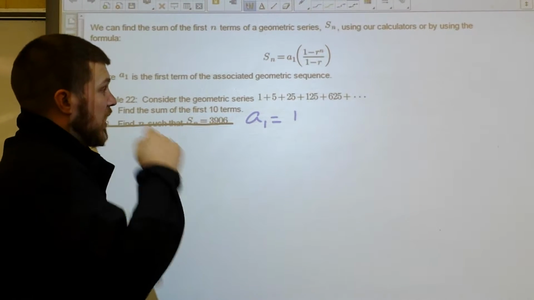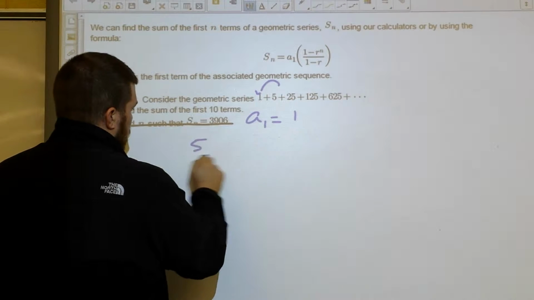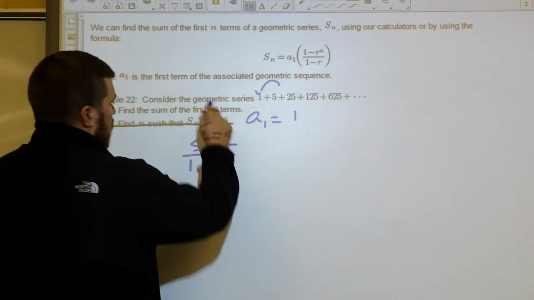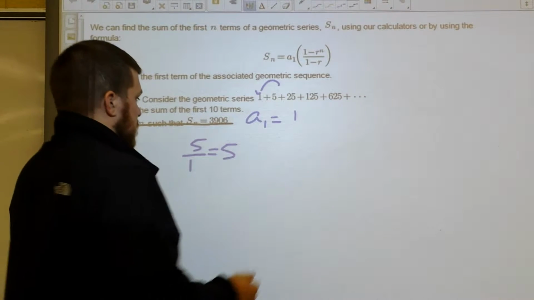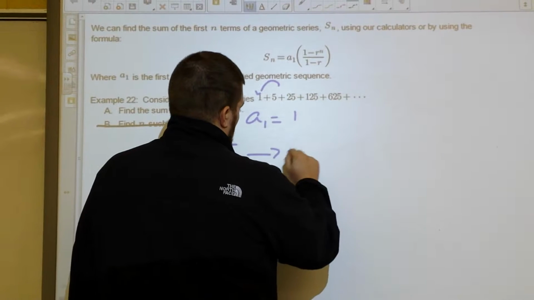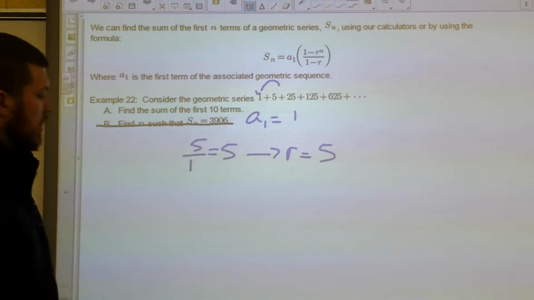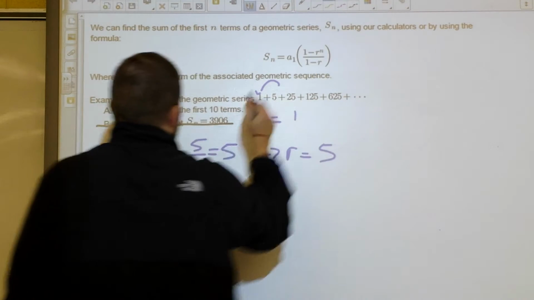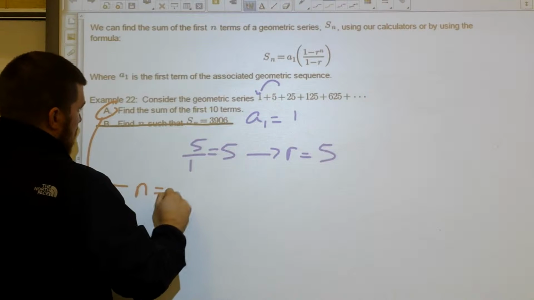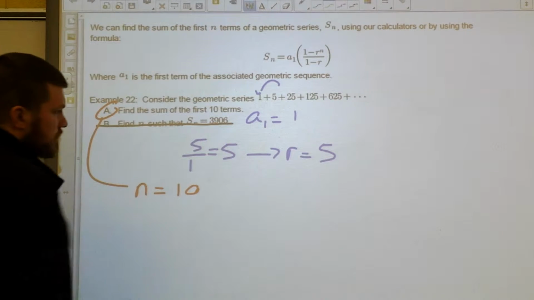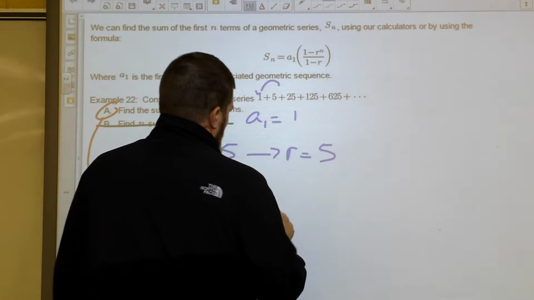I also need to find my common ratio, so I'm going to do a little bit of scratch work. So 5 divided by 1 is 5. We're told it's geometric, so I don't need to keep going because I know that it's going to be the same all the time. So this tells me that R equals 5. Now, in part A, I'm asked to find up to the first n terms. So that means n equals 10. Okay, so now I have all the information I need, and so that means I can plug in.